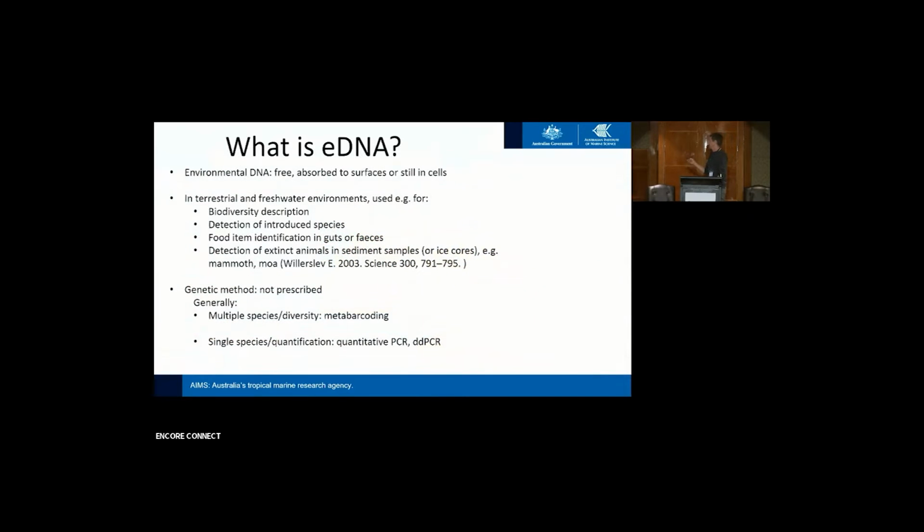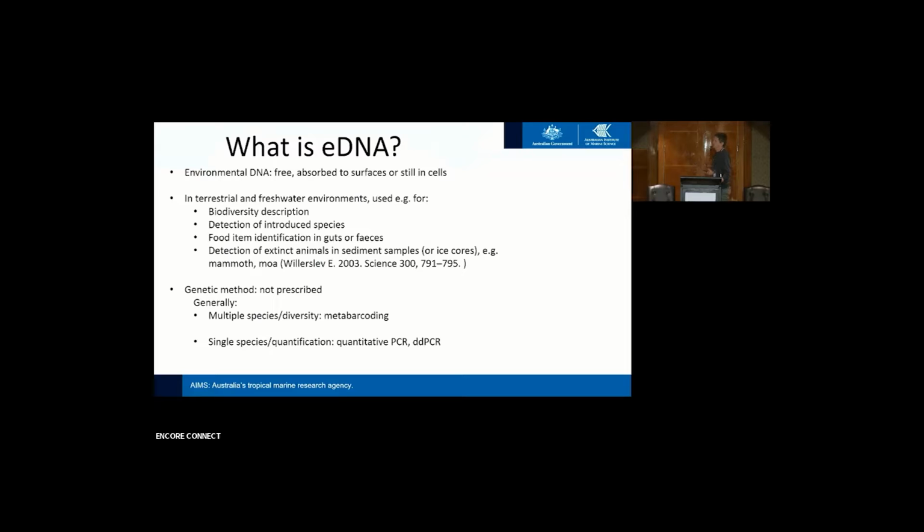eDNA is just a very generic name for free DNA, which can be in the water column, it can be in sediment samples, in terrestrial samples. So the DNA can be free in the water column, it could be bound to sediment surfaces or absorbed to sediment surfaces, or also still be on cell fragments.